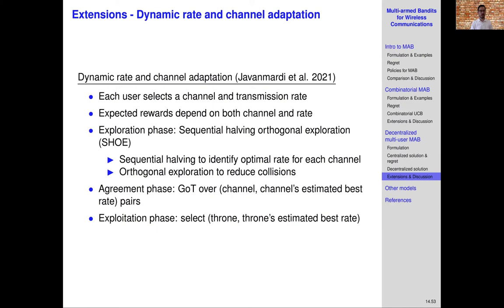Now, the goal is to return for each user a throne, which will be a channel, but also the best rate on that channel. So in the agreement phase, the GOT algorithm is run over channel and channel's estimated best rate pairs. And at the end of the GOT phase, for each user, a throne and throne's estimated best rate are returned. In the exploitation phase, these are selected by the users. It is shown that the regret scales well, both in the number of rates and the number of channels.